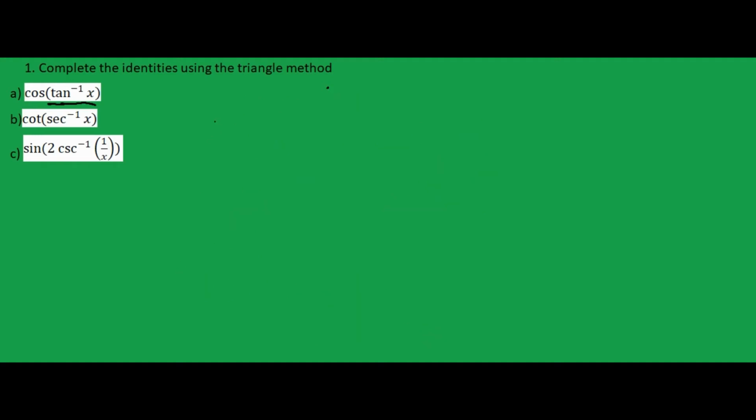Now going to the second question: cotangent of arcsecant x. So we make a variable. We know this is secant, so I choose angle theta. Theta is equal to arcsecant x. We bring the arcsecant to the opposite side, and we get secant theta is equal to x.